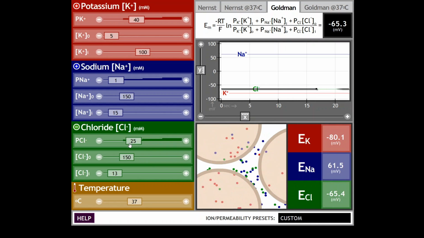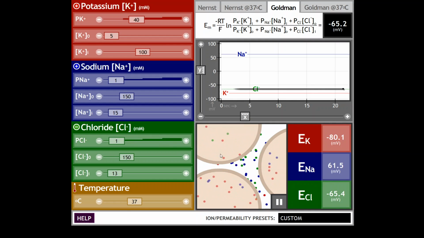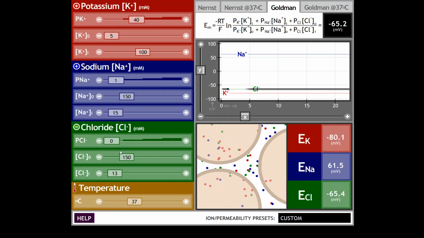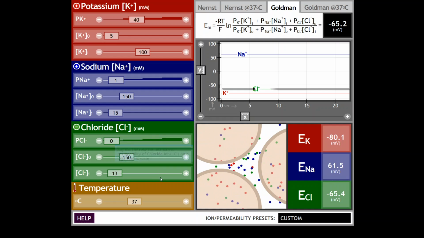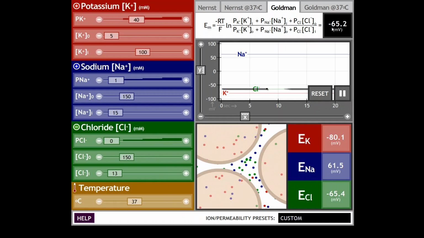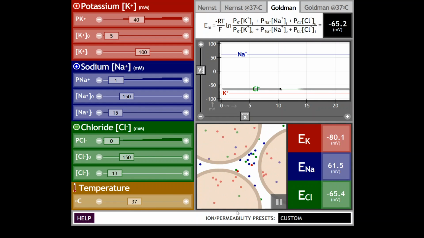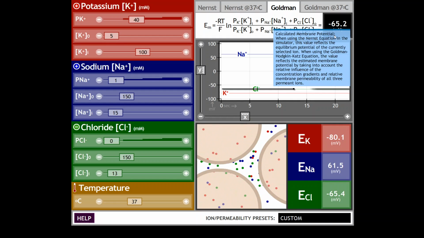So that's why, again, sometimes we'll see the Goldman equation written without any chloride term. And even if we set it to 0, same thing. So if we close all the chloride channels, it has no effect on the membrane potential.